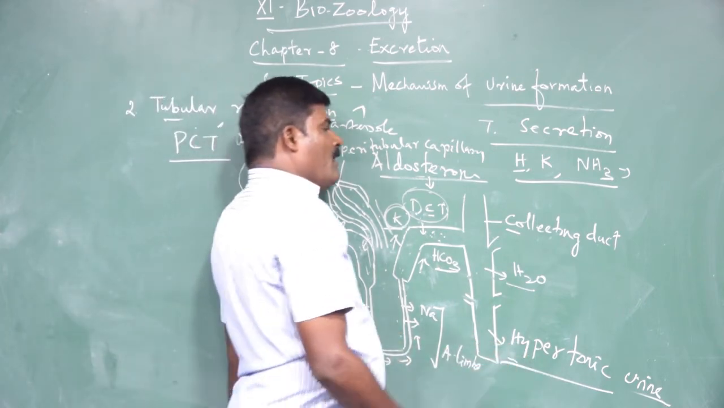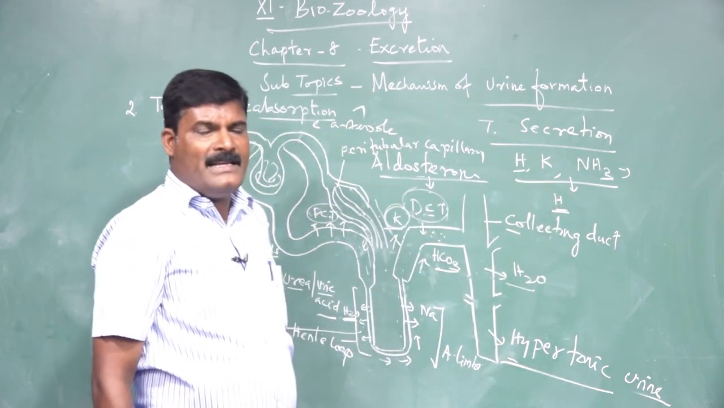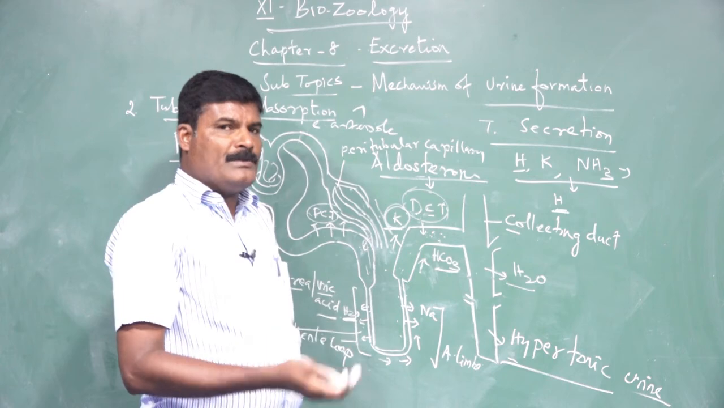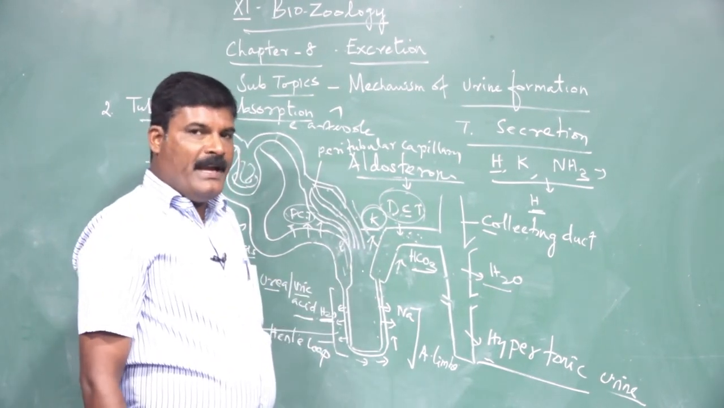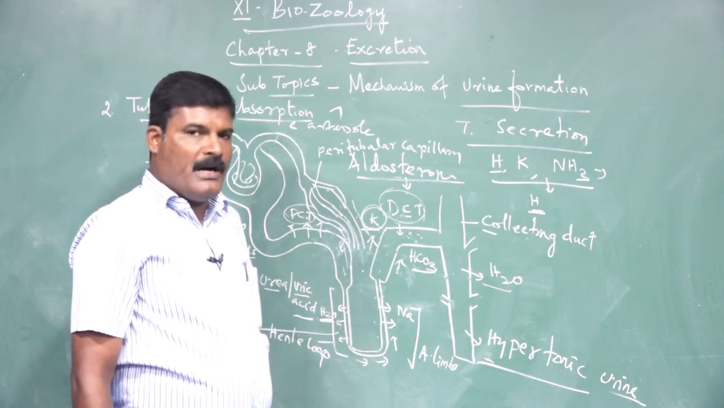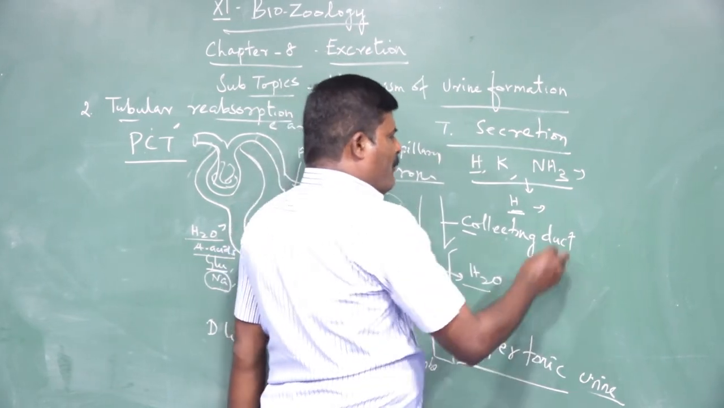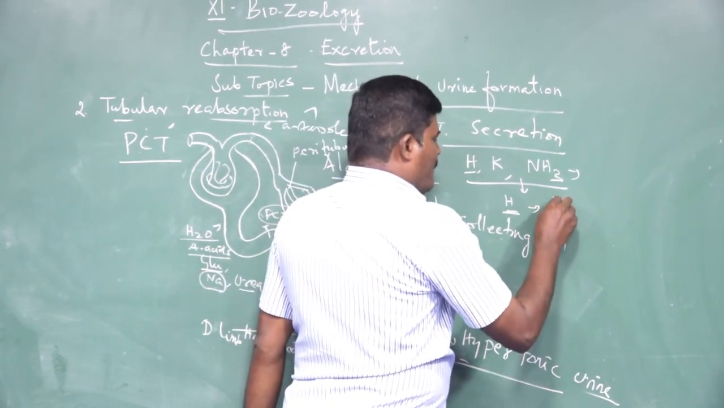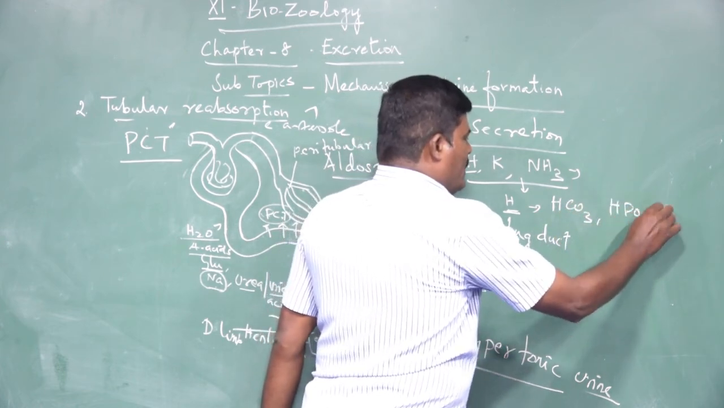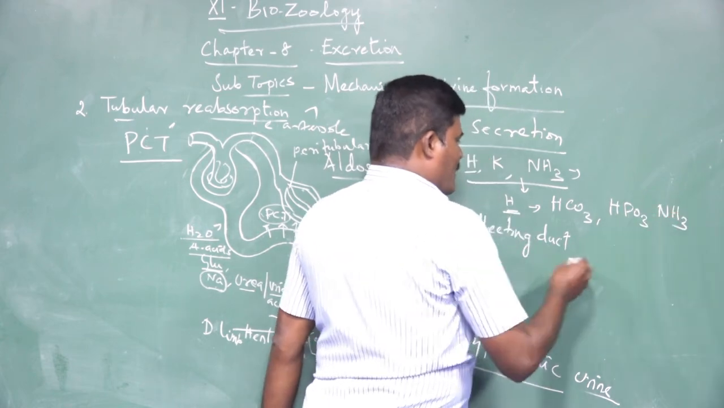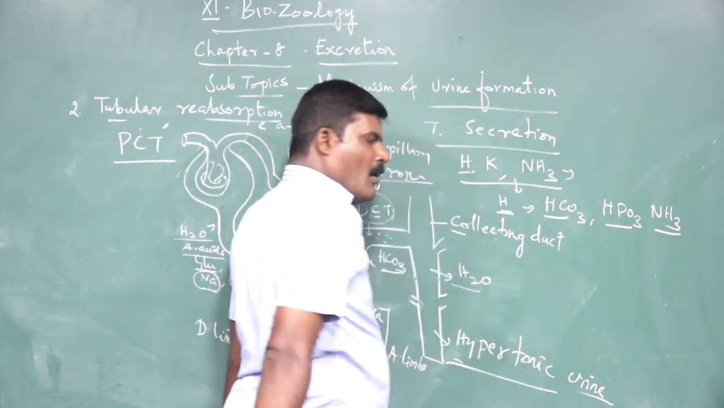Hypertonic urine. Here, hydrogen is secreted. It moves directly from the peritubular capillaries into the filtrates to maintain the pH of the blood and body fluids. The secreted hydrogen is always combined with HCO3, HPO3 and NH3. Here it is bicarbonate, metaphosphoric acid, and ammonia.